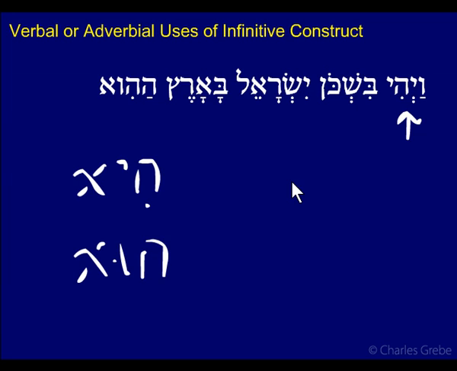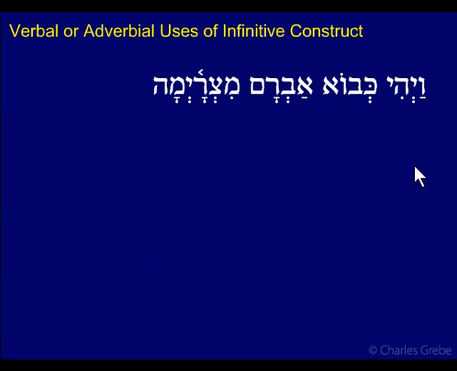Let's take a look at another example of Vayhi. And this is... where did I get this from? I guess I just found this myself. I'm not sure. Or else it comes from Ross. Vayhi kevo Avram Mitzrayma. Now, Mitzrayim is Egypt. This a here, an unaccented a, is the directive hey. Remember that from chapter 17? It means direction towards. If you have an unaccented ah, you see the accent is over here. So this is towards Egypt.